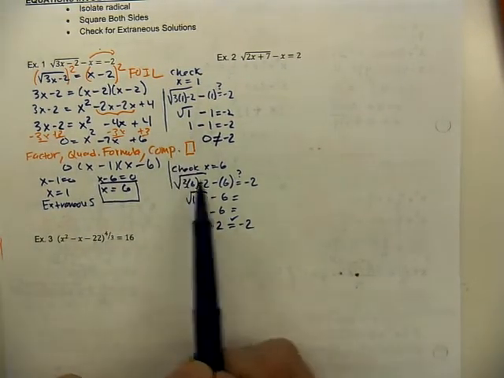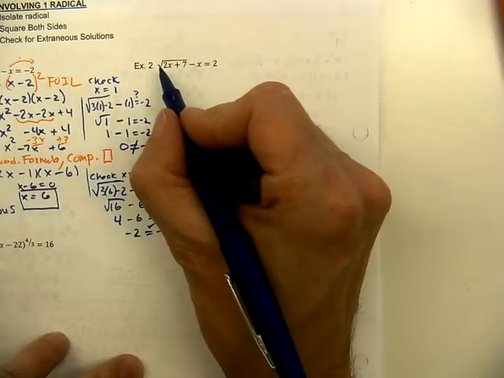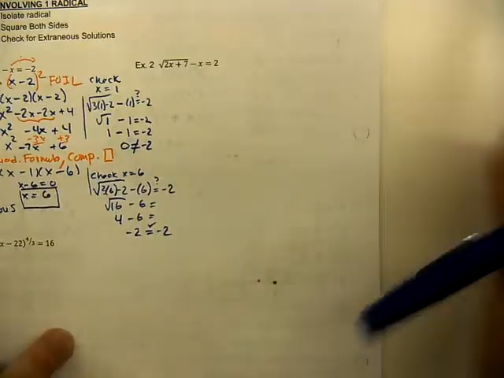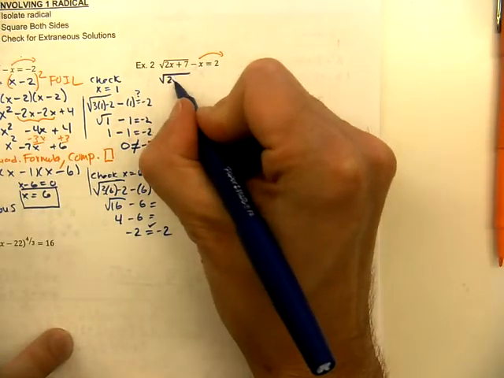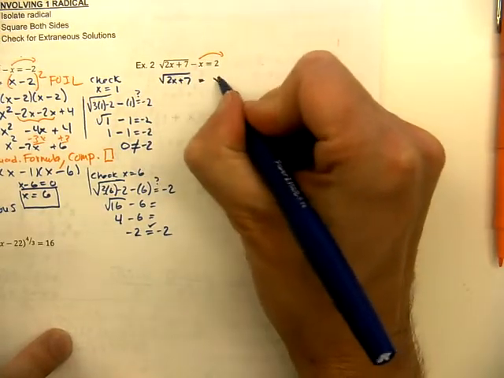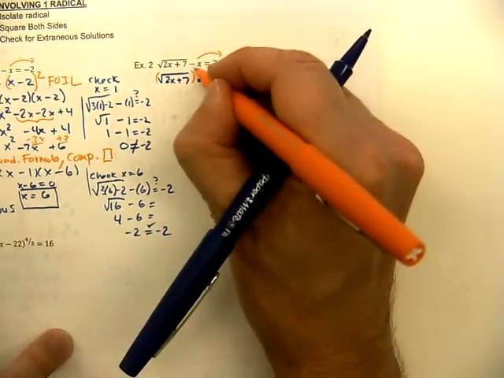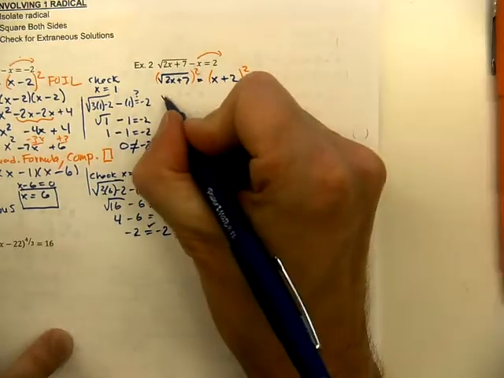But you have to check the steps, or check the solutions. Here's another example. We have in example 2, root 2x plus 7 minus x equals 2. So once again, let's isolate the radical. So root 2x plus 7 equals a positive x plus 2. Wrap the entire side in parentheses because we now have a binomial that we have to square.